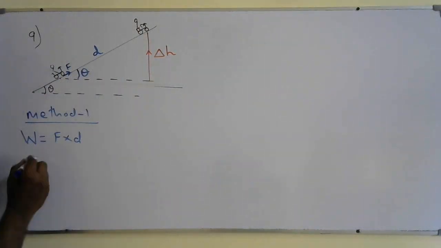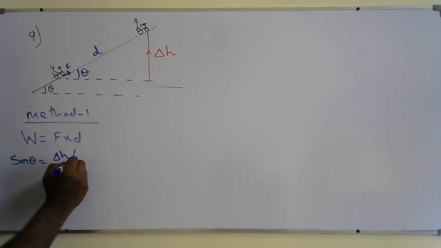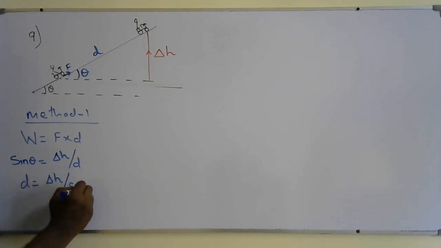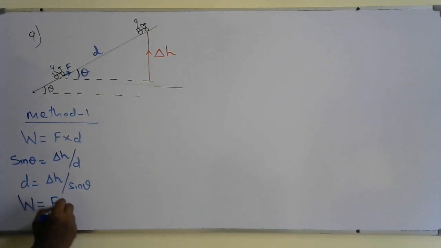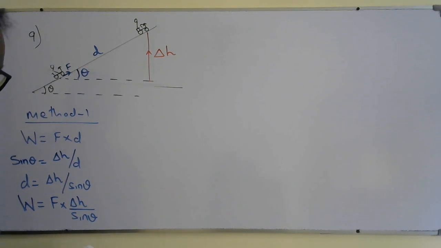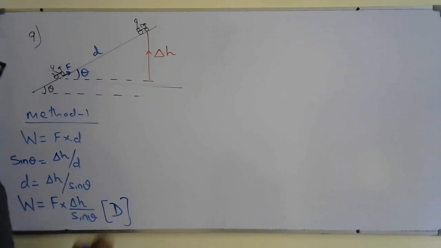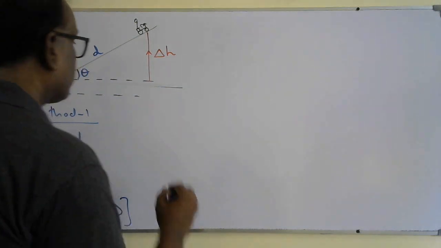You know that sine theta is equal to opposite over hypotenuse, delta h over d. So d is equal to delta h over sine theta. Substitute this d in this equation. So the work done is equal to force times delta h over sine theta. So the correct answer, F delta h over sine theta, is the correct answer D. This is method 1.